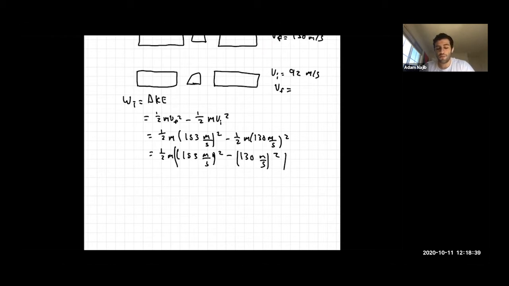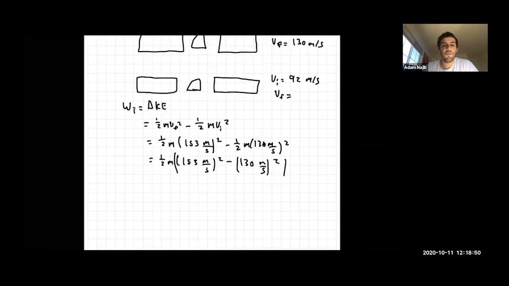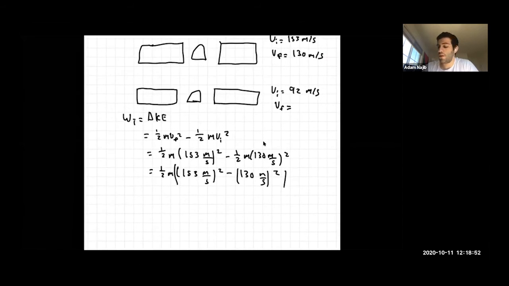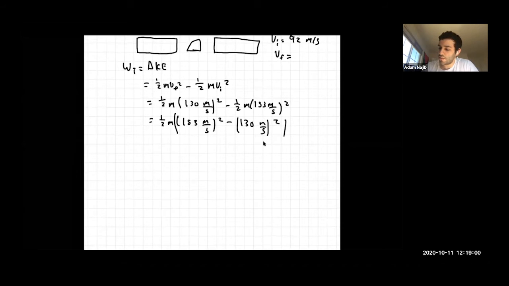I have 153 squared, which is equal to 23,409. Oh, do you know what? I'm sorry. I have the values flipped of MVF and MVI. My bad. This is 130, and this is 153. Sorry about that. Hopefully that's clear to everybody. My bad. I did flip those values around.